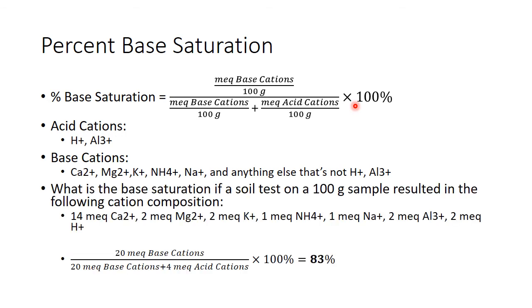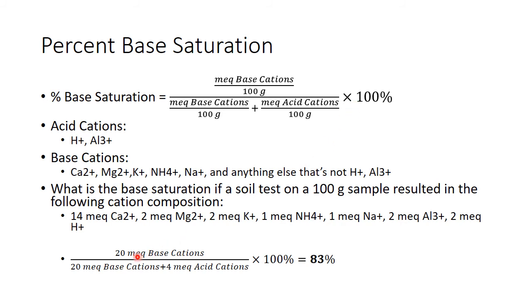So let's do an example just to make sure you follow. What is the base saturation if a soil test on a 100-gram sample resulted in the following composition? 14 milliequivalents of calcium 2+, 2 milliequivalents of magnesium 2+, 2 milliequivalents of potassium 1+, 1 milliequivalent of ammonium 1+, 1 of sodium 1+, 2 of aluminum 3+, and 2 of hydrogen 1+.